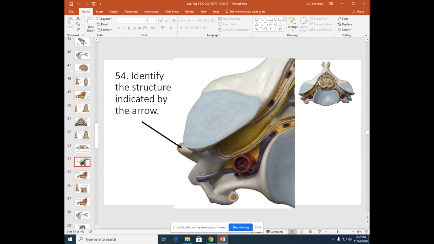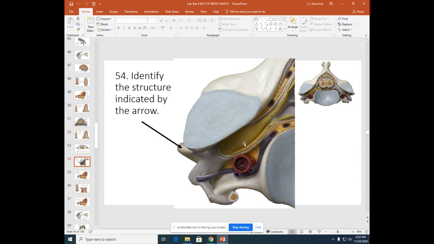Kind of get your bearings here. You can see, all right, here is the spinal cord, and we're just zooming in on this area over here. So when we zoom in, okay, what are we looking at? Posterior ramus or the dorsal ramus, okay?